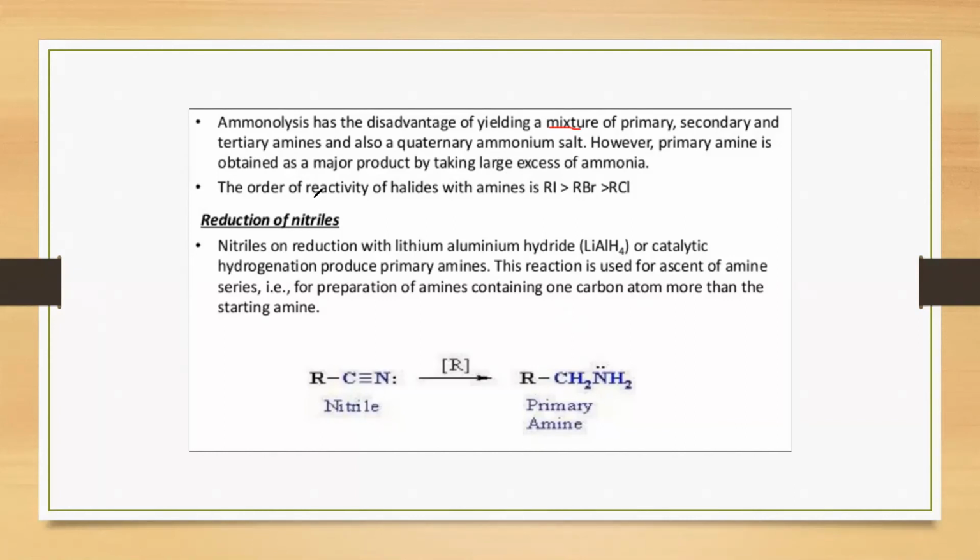The order of reactivity of halides with amine is RI greater than RBr greater than RCl. Why this order? Because RI has the best leaving group, the iodide ion. That is why RI is the best among these halides for this particular reaction. Reactivity is very high for RI, then RBr, then RCl, because iodide ion is a very good leaving group. So that is the reason behind this reactivity order. This is about the ammonolysis reaction.